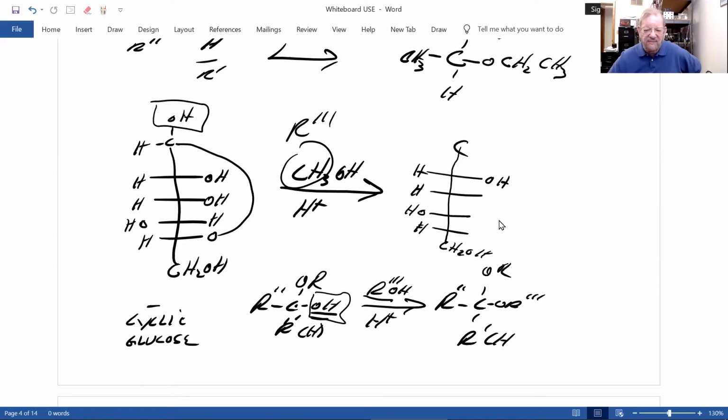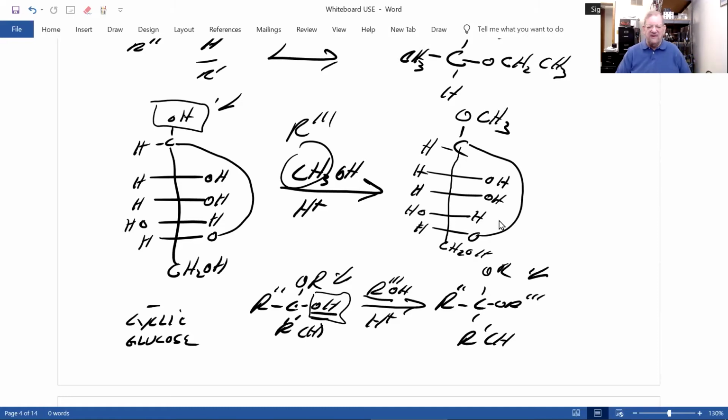There are a lot of atoms to write on these molecules. This all stays the same. The only thing that changes is this to this. So O, and what's R triple prime? Methyl. And that's how you do it.